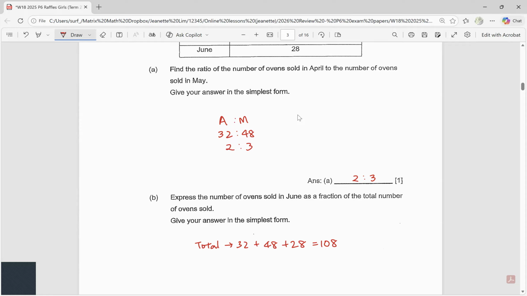Then you want a fraction of June out of the total. So June is 28 over 108. Again, you have to simplify. Key into your calculator, 28 over 108, enter, and you'll get 7 over 27.